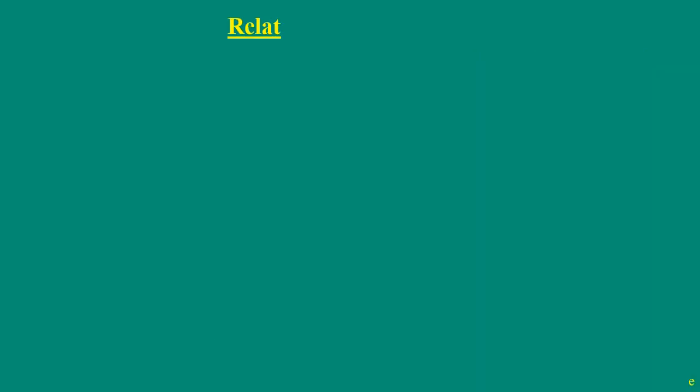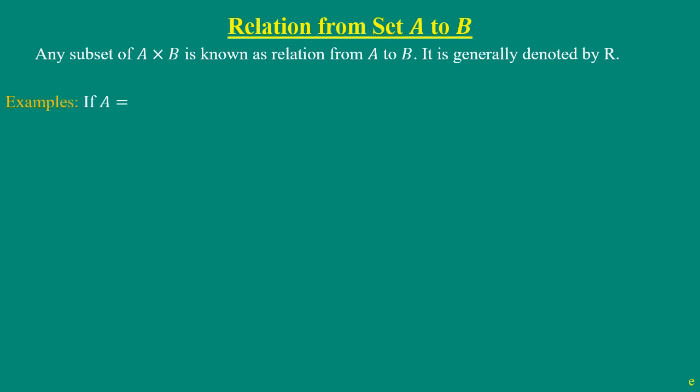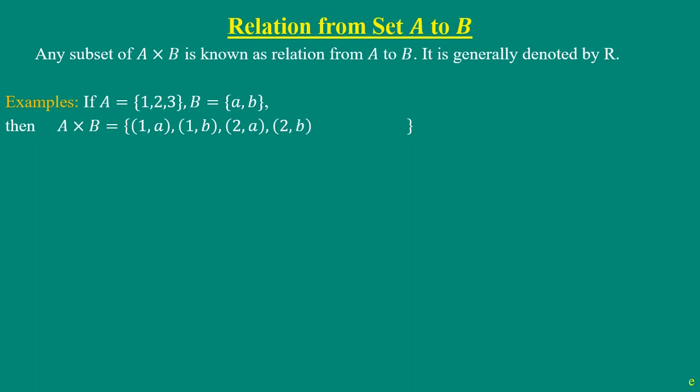Relation from set A to set B. Any subset of A cross B is known as a relation from A to B. It is generally denoted by R. Let us look at this example. If A is the set containing three elements 1, 2 and 3, and B is another set containing two elements a and b, then A cross B is equal to the set containing ordered pairs (1, a), (1, b), (2, a), (2, b), (3, a) and (3, b).